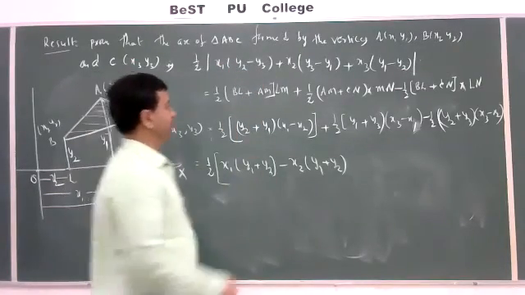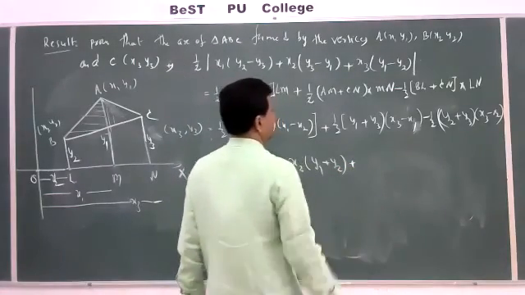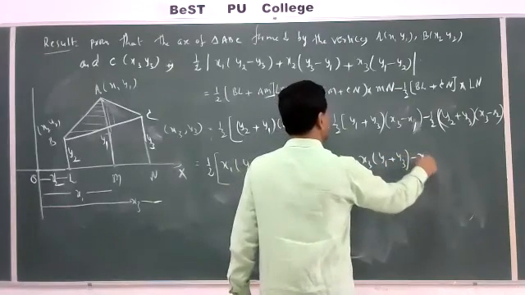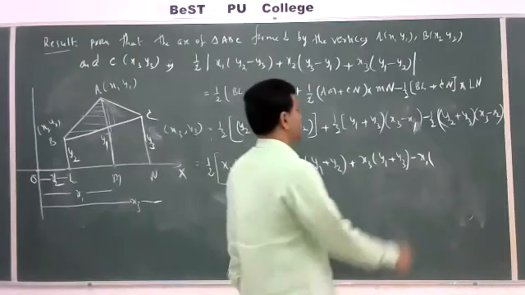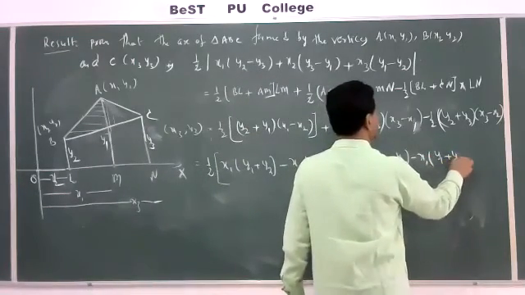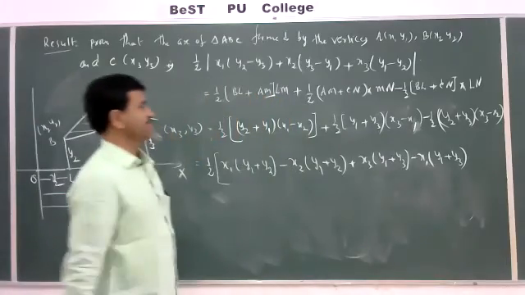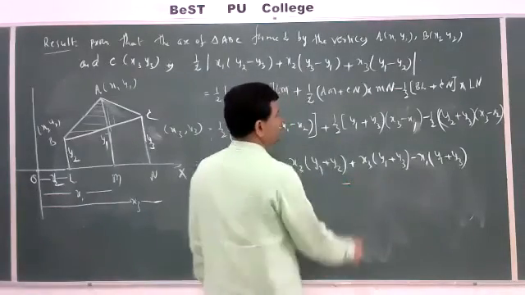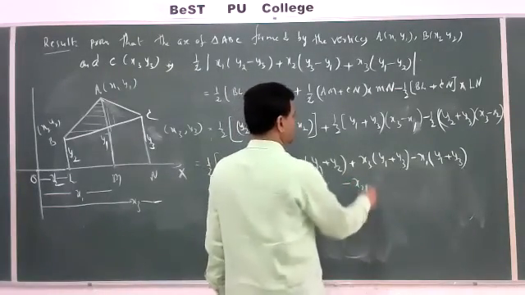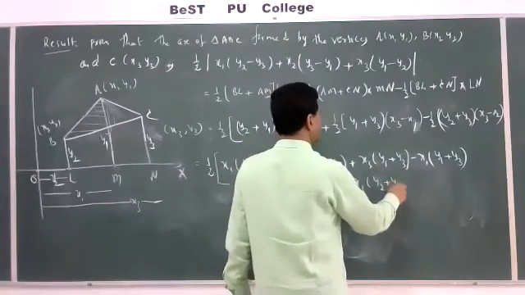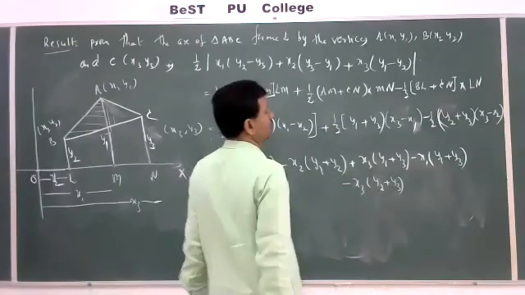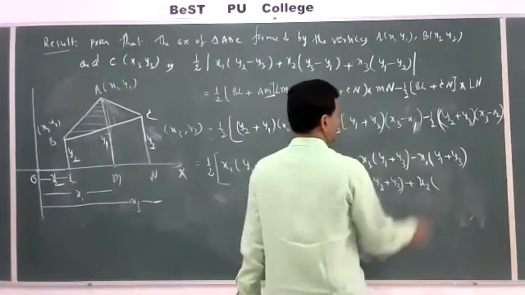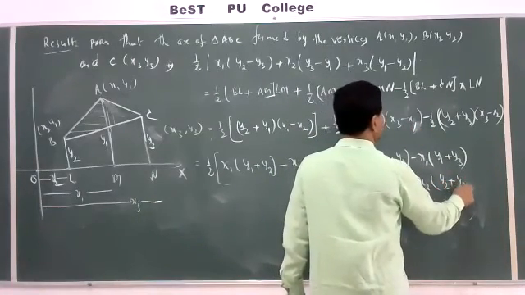Next, here it is x3 into y1 plus y3 minus of x1 into y1 plus y3. Next, last formula. Minus of x3 into y2 plus y3, x3 into y2 plus y3, minus of minus plus x2 into y2 plus y3. That's all.